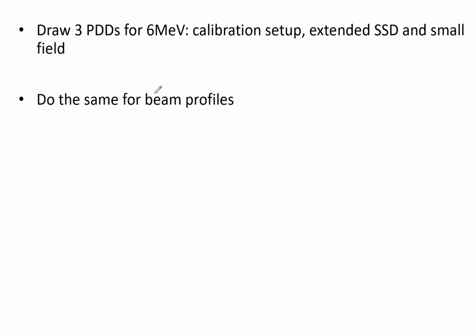you to draw percent depth dose curves for 6 MeV with your calibration setup, an extended SSD, and small field, and then do the same for the beam profiles. So for the percent depth doses, I'm going to try to get a little fancy and use different colors. Hopefully this will translate well. So on our y-axis, we just have our percent dose, and then here we can have depth. So for your normal percent depth dose at calibration setup, you're going to have an SSD of 100.